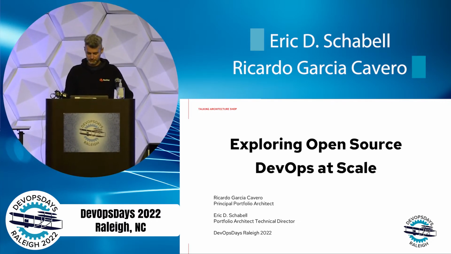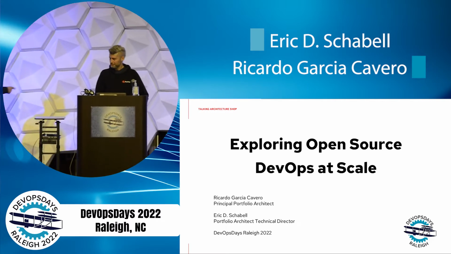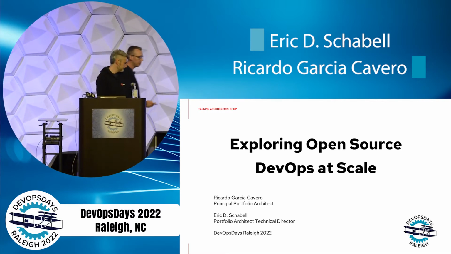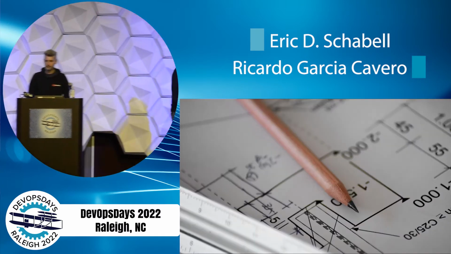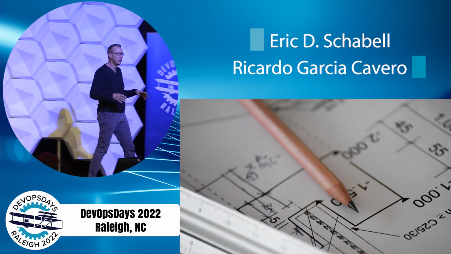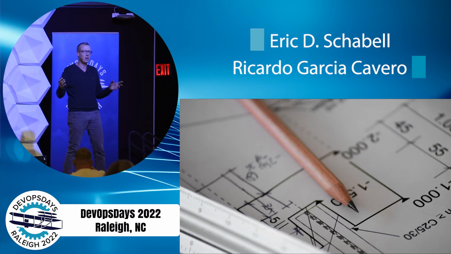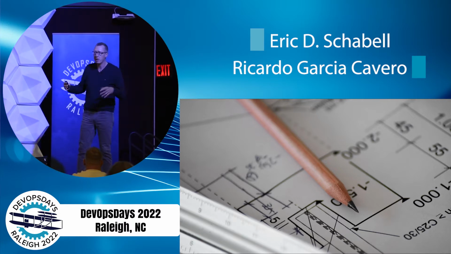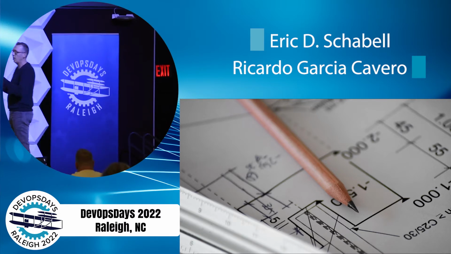We're looking today at exploring open source DevOps at scale. So what does that mean? This is going to be an architectural talk. So we're looking at designing very complex things, using multiple products, solving big problems, clouds, things like that.